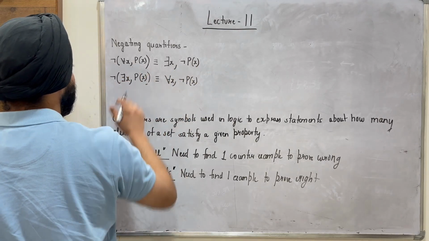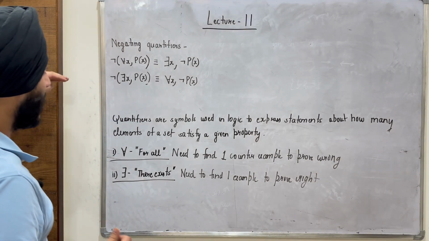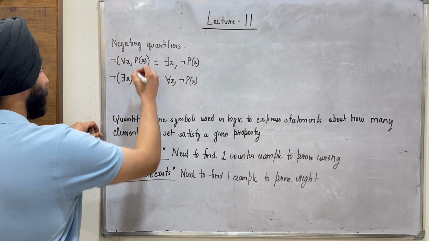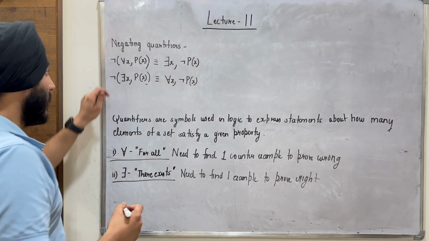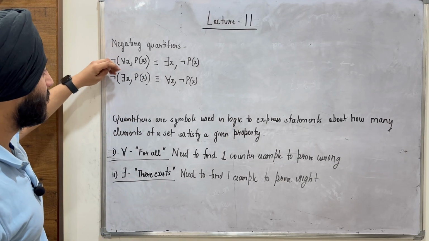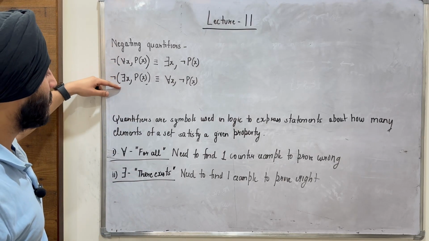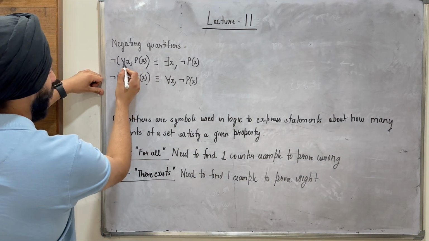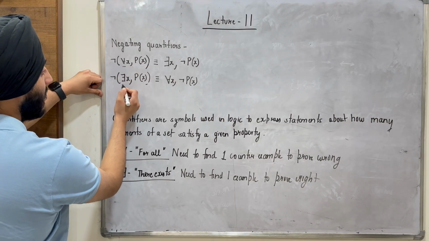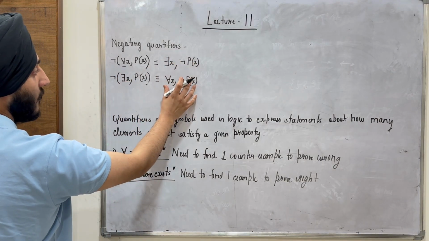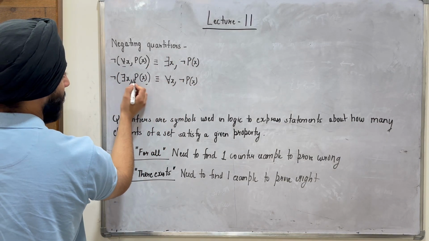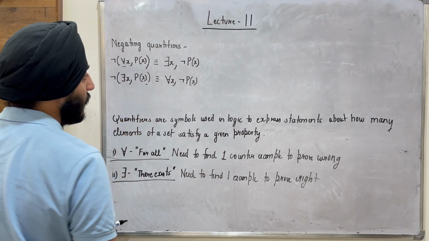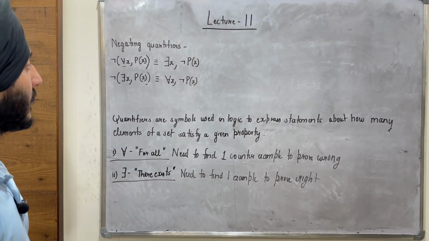So what is basically happening is when I apply a negation to this condition, it turns the for all symbol into a there exists symbol and vice versa. So it is going to convert this symbol to a for all and a for all symbol to a there exists symbol. If you can notice that over here. And it is also going to negate this p of x value. I'm going to give a very simple example to explain this.